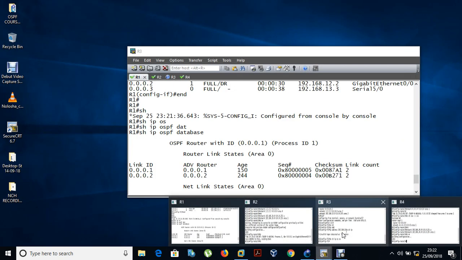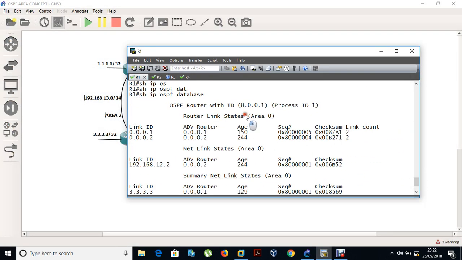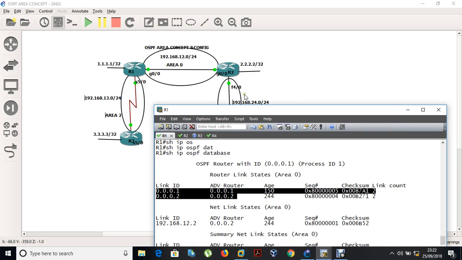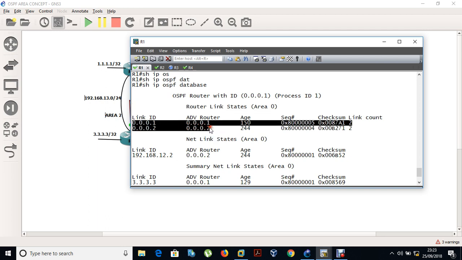So let me just go, for example, to R1. R1 says in area 0 right here, we are in area 0. We say this router ID is being advertised by this router ID. That means router 1 is advertising itself and router 2 is advertising itself. So these two are in this area. And now this one is called router link LSA. That's type 1. So type 1 always lists the network that is attached.